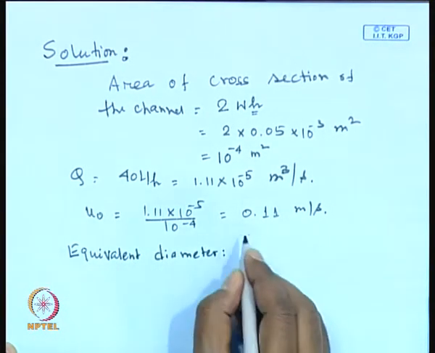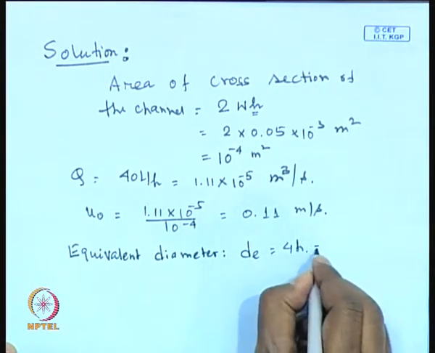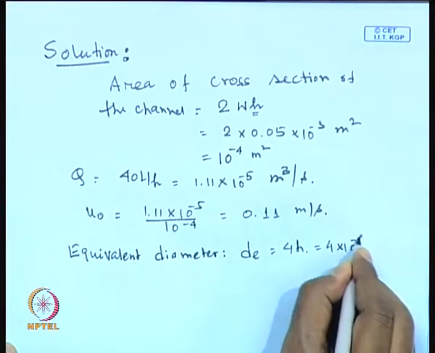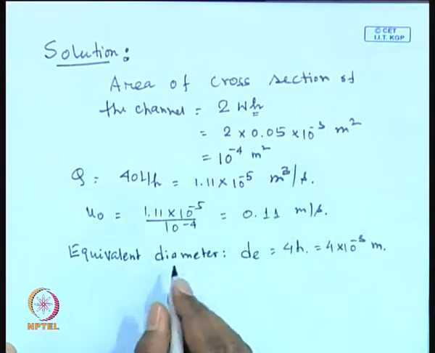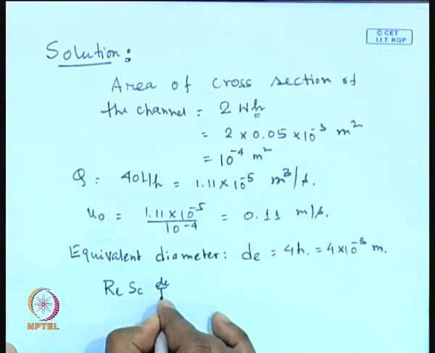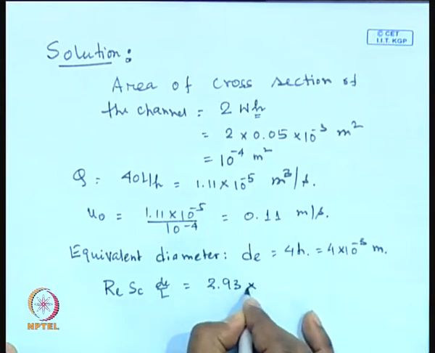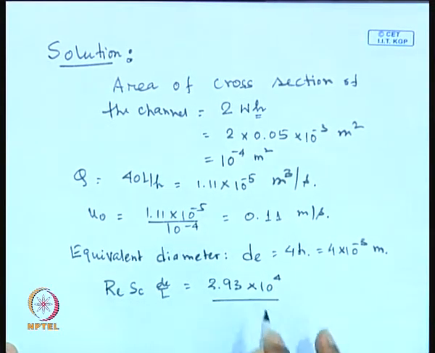The equivalent diameter is d equivalent equal to 4 into half height, and this turns out to be 4 into 10 to the power minus 3 meter, 4 millimeter. You should calculate the Reynolds number Re d by L, and it turns out to be 2.93 into 10 to the power 4. I am not doing this in detail, so you can just put the numbers and get the value. These will be required to calculate the Sherwood number.